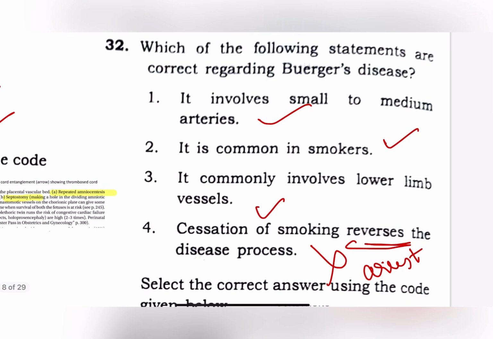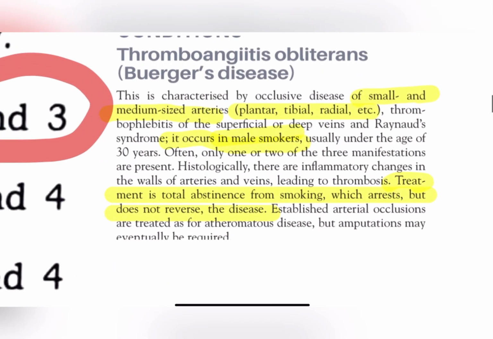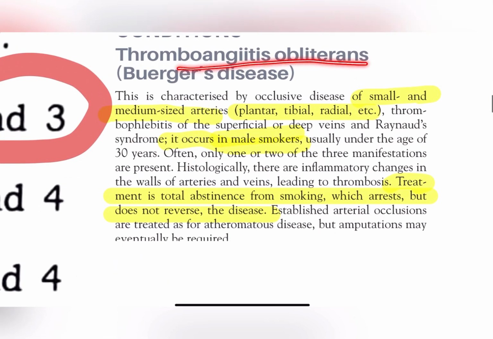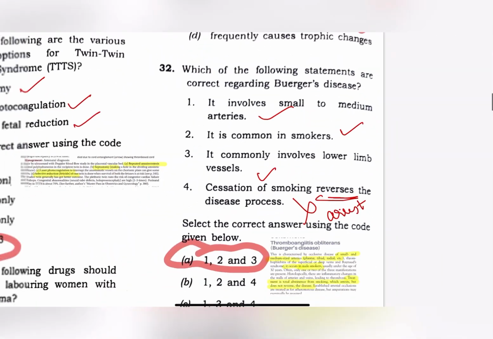Next question we have is which of the following statements are correct regarding Buerger disease? Buerger disease, known as thromboangiitis obliterans, is a disease of small and medium sized arteries. It occurs in male smokers. Treatment is total abstinence from smoking, which arrests but does not reverse the disease. That's the keyword here. So what are the statements?